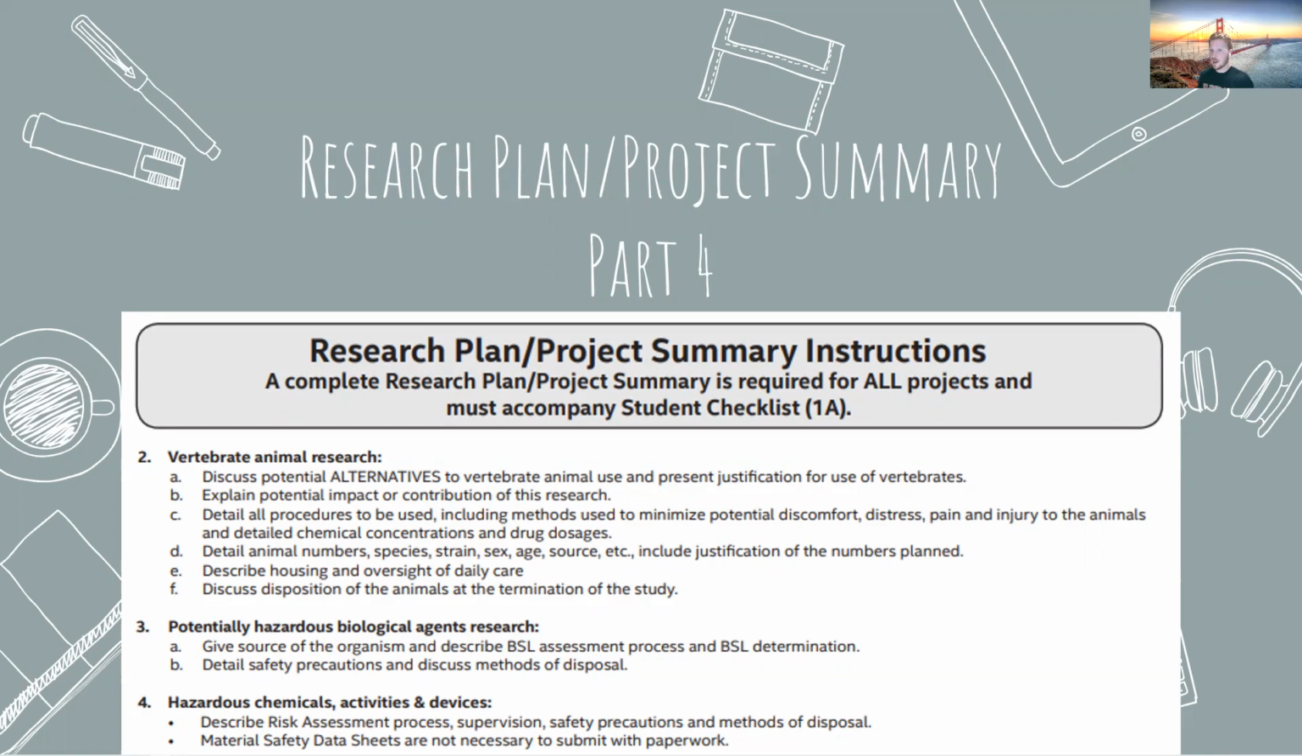These chemicals can get very dangerous. The judges want to know that you handle them with care and dispose of them with care, like a reasonable scientist should. And finally, number 4, hazardous chemicals and activities and devices. You need to describe the risk assessment process. These are dangerous chemicals, guys. Before you decide to research them, you have to understand that they are dangerous. You need to write down that you do understand them so the judges know that.